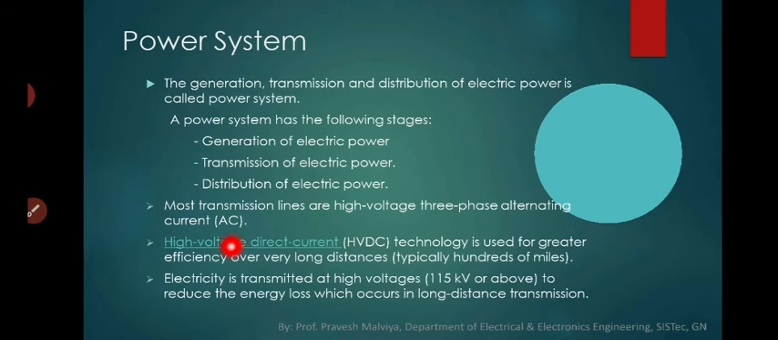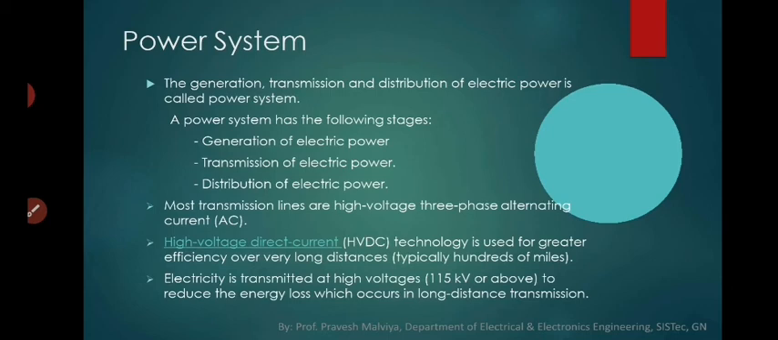HVDC technology is very efficient, actually more efficient than AC transmission, but it takes a huge amount of initial investment, so it is not commonly used in the country these days. Somewhere it is used, and it is used when the range of transmission is more than 100 miles. We know that when it comes to transmission, the voltage level of electrical energy is greatly increased. And why is it increased? To reduce those I squared R losses, we have to increase the voltage level.